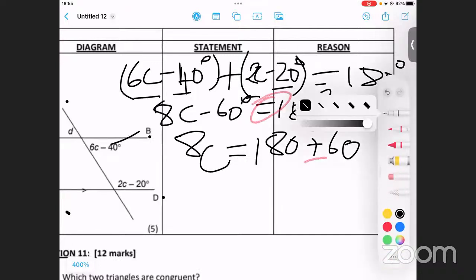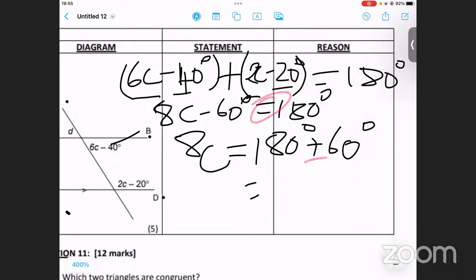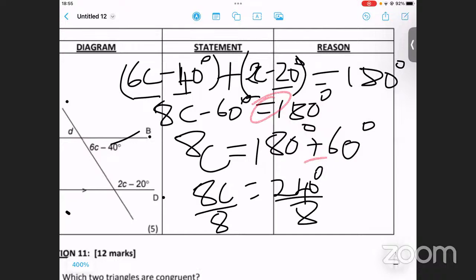So we're going to have 180 degrees plus that, which is going to be, how much is it going to be? 240. Is it 240 degrees? That means our 8C is equal to 240. Now to get rid of this 8, we're going to divide everything by 8 because we just want to be left with C. So C is equal to 240 divided by 8. How much is it? 240 divided by 8. C is equal to 30 degrees, okay?